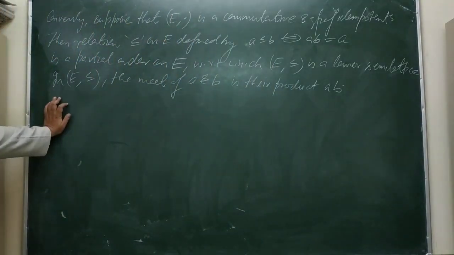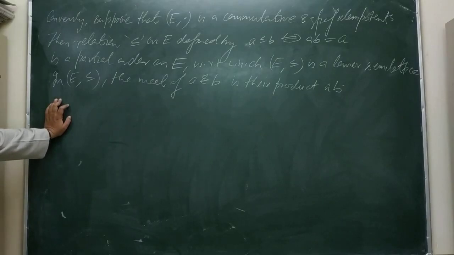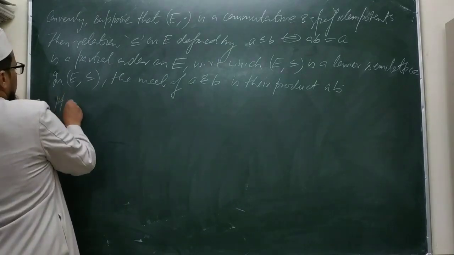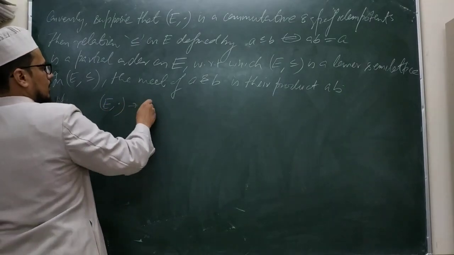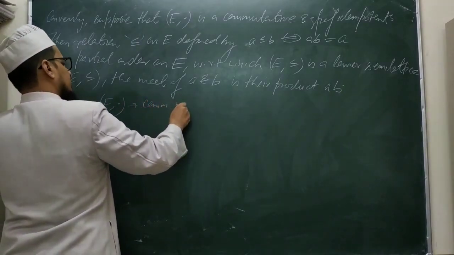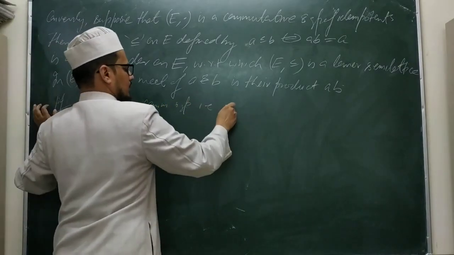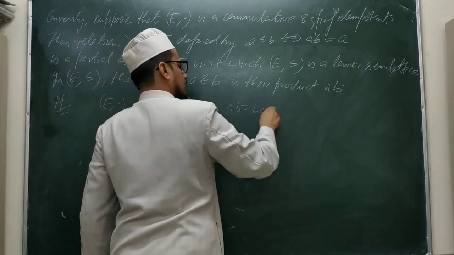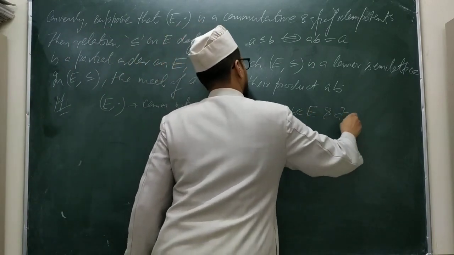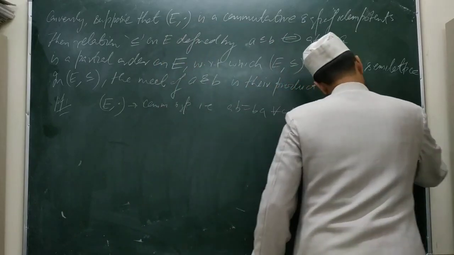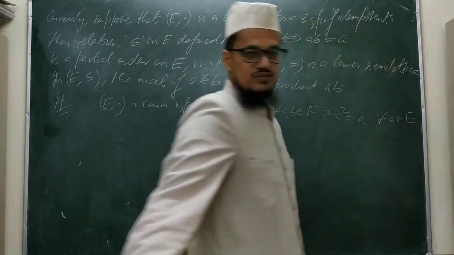So, see what is given. Suppose that E with respect to multiplication is a commutative semigroup of idempotents, isn't it? So what we have is this. It is a commutative semigroup, correct? That is, AB is equal to BA for every A, B belonging to E. So all these things we have, correct?